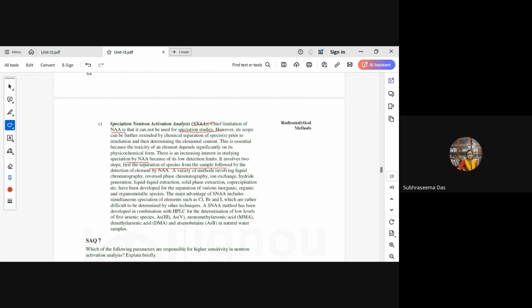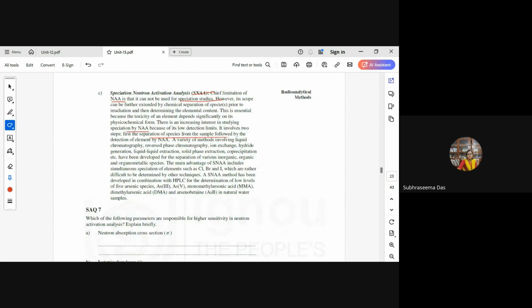A variety of methods are involved: liquid chromatography, reversed phase chromatography, or ion exchange have been used for the separation of various organic, inorganic, and organometallic species. The main advantage of SNAA includes simultaneous speciation of elements such as chlorine, bromine, and iodine, which are very difficult to determine by other techniques. An SNAA method has been developed in combination with HPLC for the determination of low levels of five arsenic species that can be detected in natural water.